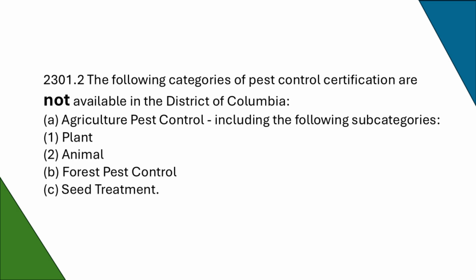2301.2. The following categories of pest control certification are not available in the District of Columbia. A. Agriculture pest control, including the following subcategories: 1. Plant. 2. Animal. B. Forest pest control. C. Seed treatment.